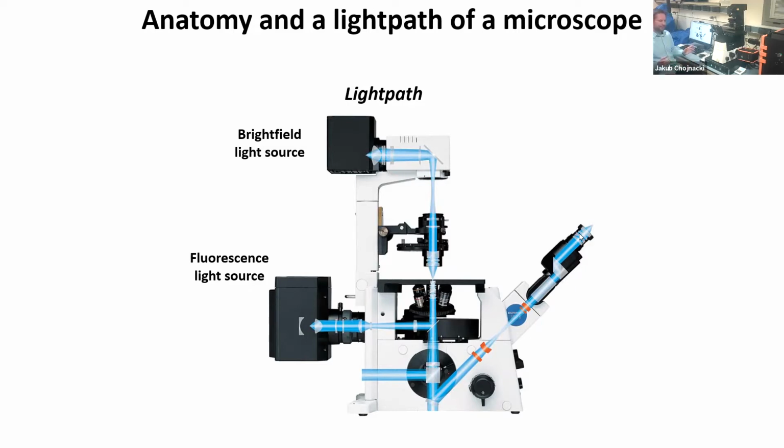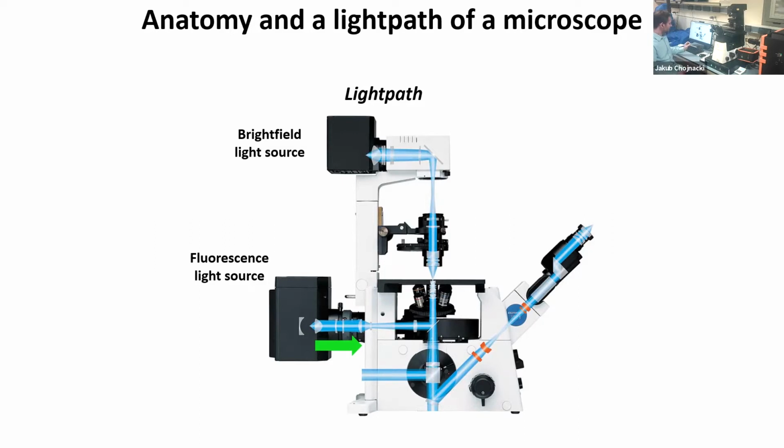So let's look at the fluorescent microscopy light path. How does light travel in the fluorescent microscope? First of all, we have the fluorescence light source where the light comes in. Do not worry about the bright field light source; I'm not going to talk about this. Bright field microscopy is not fluorescence microscopy. It's the more classical one, but today we're going to focus just on fluorescence.